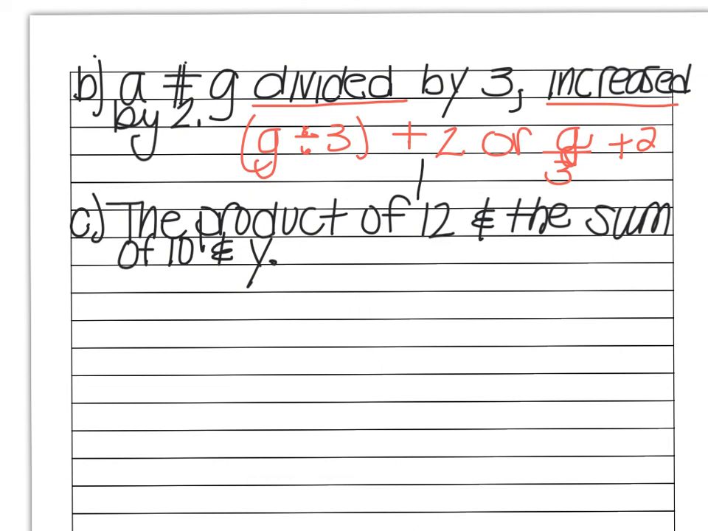C, the product of 12 and the sum of 10 and y. So we have the product of 12, which means we're going to multiply by the sum of 10 and y. Sum means to add, so we're going to multiply by that sum, which means that we need to write it in parentheses.